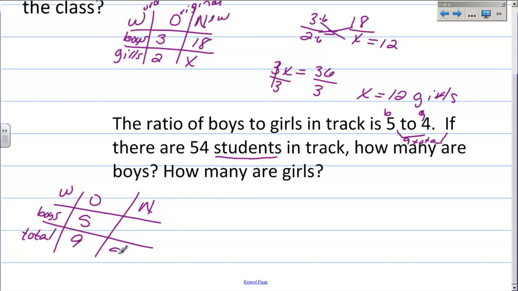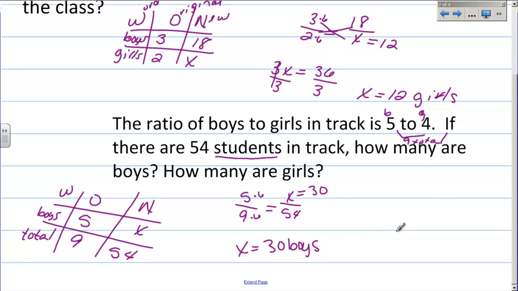Now, if there are 54 total students, I want to know how many of them are boys. So my proportion, 5 over 9 equals x over 54. This one has a nice pretty little scale factor too, but we're gonna try and use it. 9 times what equals 54? Well, 9 times 6 gives you 54. So 5 times 6 is 30. So x equals 30 boys.